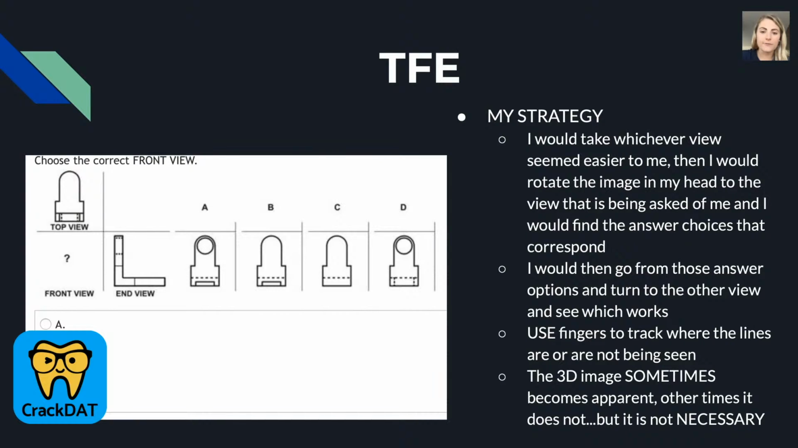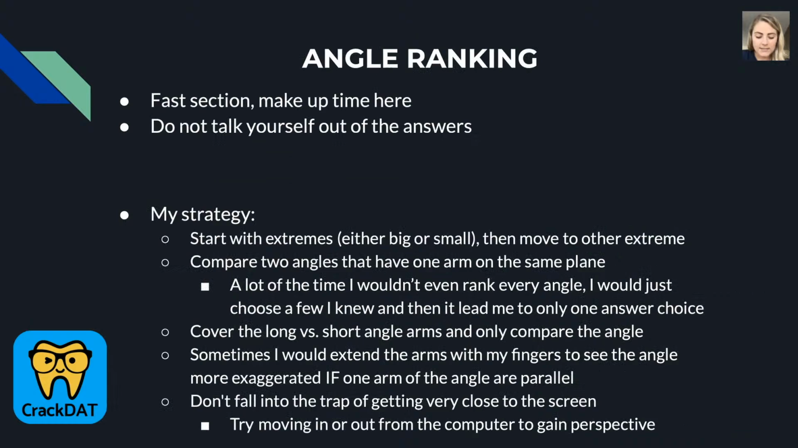So, angle ranking. This is the fastest section I found, and it's really easy to make up time here. What I mean by that is just really push yourself through this one. Also, it says don't talk yourself out of the answers. What I mean by that is that a lot of the time you'd be between two and you go back and forth, back and forth, and then you'd pick something, and if you keep staring at it, it's really easy to rethink an answer, and that's when I would always get in trouble.